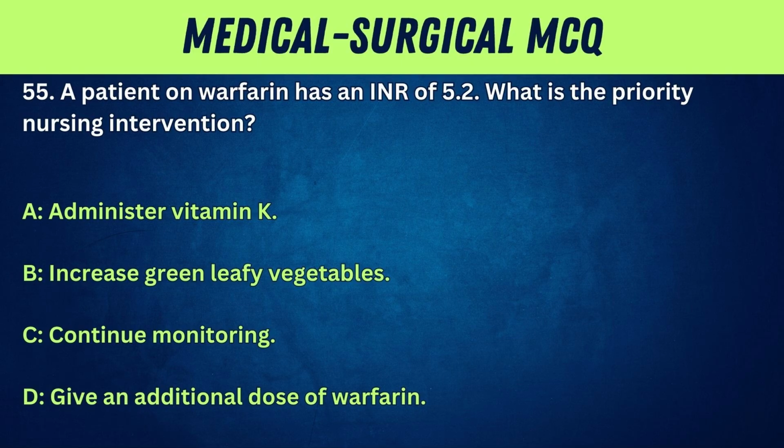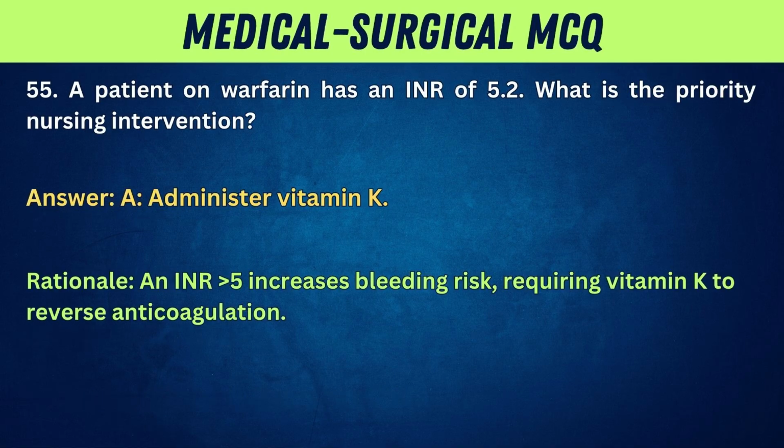55. A patient on warfarin has an INR of 5.2. What is the priority nursing intervention? A. Administer vitamin K. B. Increase green leafy vegetables. C. Continue monitoring. D. Give an additional dose of warfarin. Answer: A. Administer vitamin K. Rationale: an INR above 5 increases bleeding risk, requiring vitamin K to reverse anticoagulation.